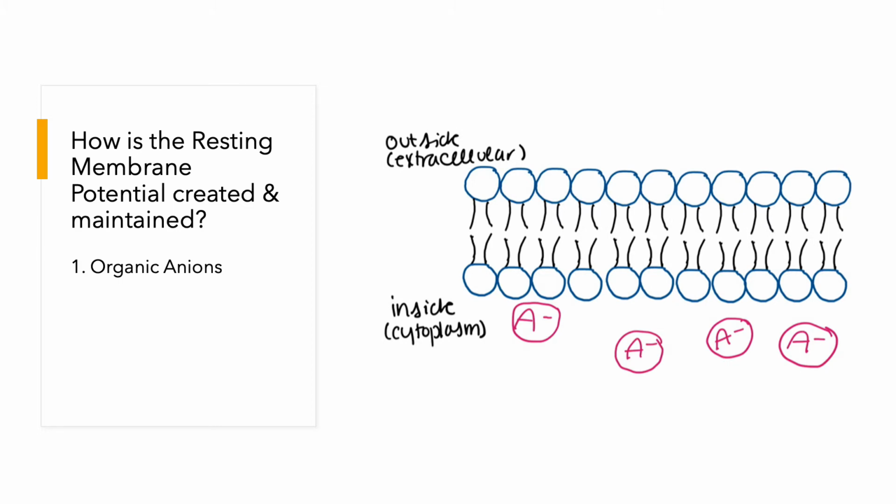Okay, so there are two primary ways in which the resting membrane potential is created. The first way is by the presence of organic anions inside the cell. Because the cell membrane is impermeable to organic anions, because they are large and negatively charged, they remain inside of the cell. This creates a negative charge inside of the cell membrane relative to the outside.